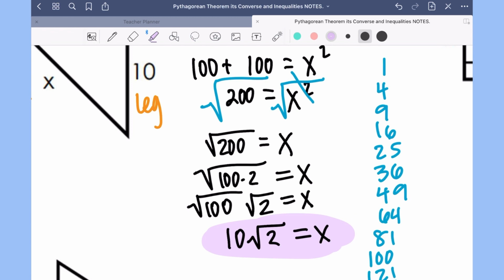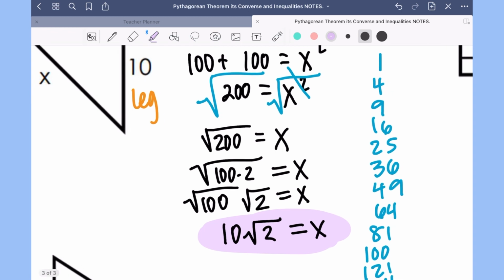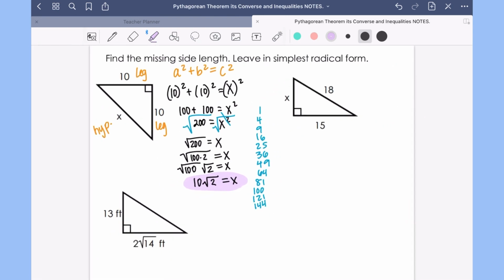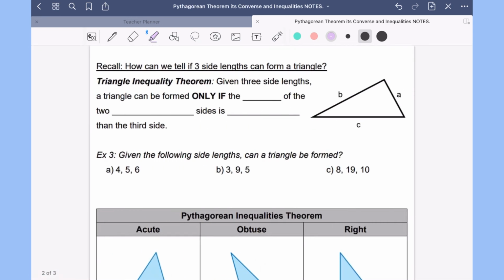That is our answer. 10 times the square root of 2 is equal to x. And it doesn't look pretty, but that's it. Okay. Good. Let's keep going with our notes on this side.